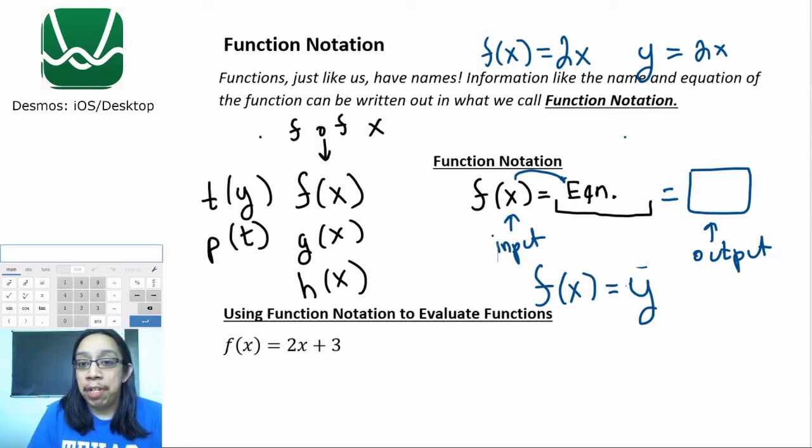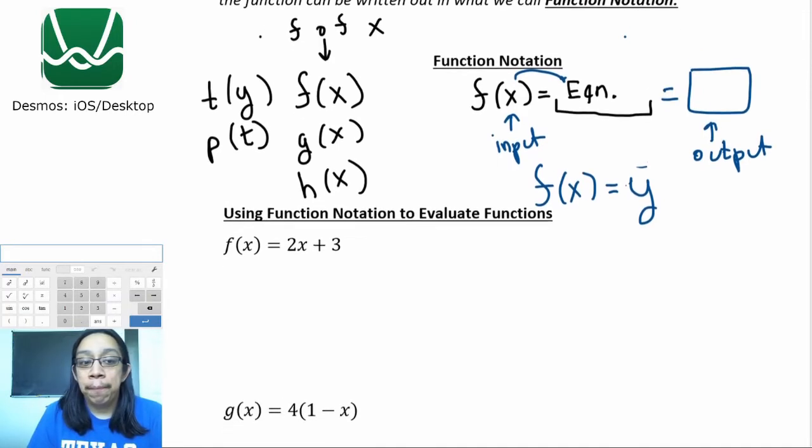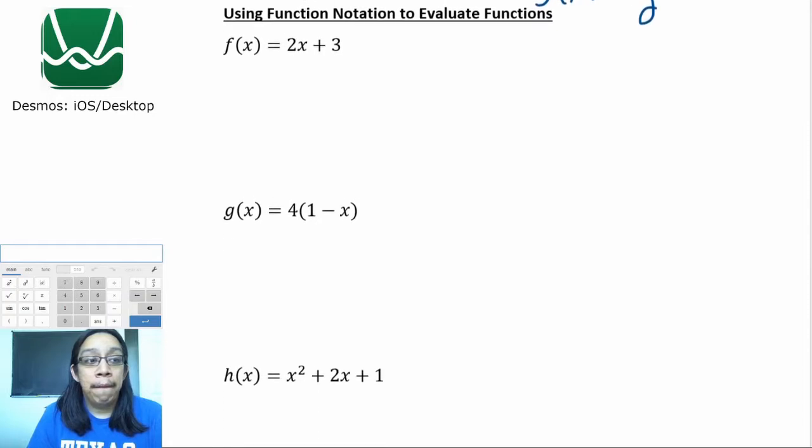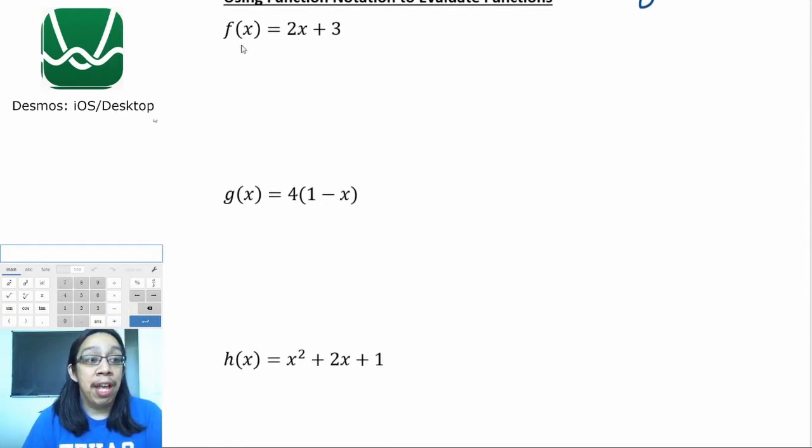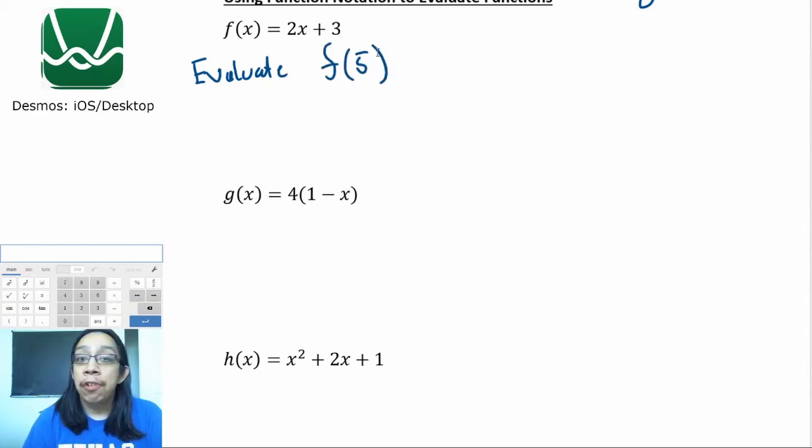So function notation can be useful for the following. Let's say they give us a function f of x equals 2x plus 3, and they asked us to evaluate f of 5. So what should we think about? Basically, this is what you should be thinking about.